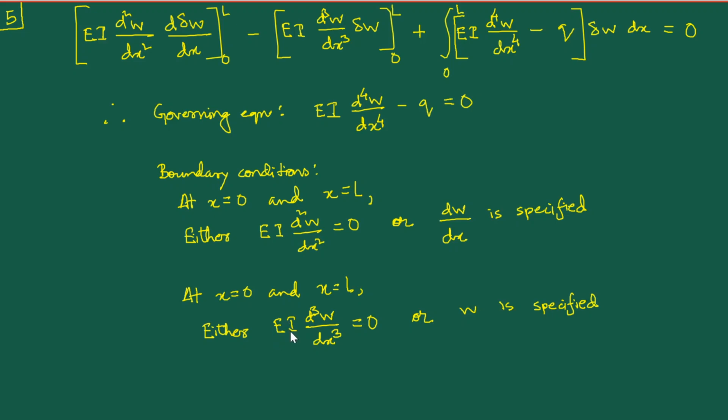Again, let's say at x equal to L, you have a free end. If it is a free end, then certainly our w is not specified. If it is not specified, then this simply does not get applied. Rather, this gets applied. And what is this? This, from our undergraduate knowledge, is nothing but the shear force at that end at x equal to L.